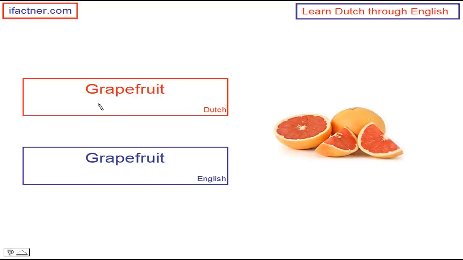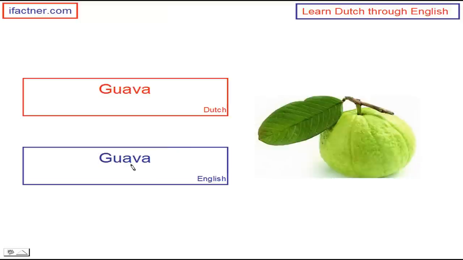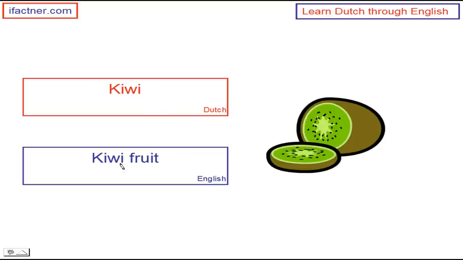Grapefruit, grapefruit. G-R-A-P-E, grape. F-R-U-I-T, fruit. Grapefruit. Guava is called guave. G-U-A-V-E. Guave. Kiwi fruit is called kiwi. K-I-W-I. Kiwi.